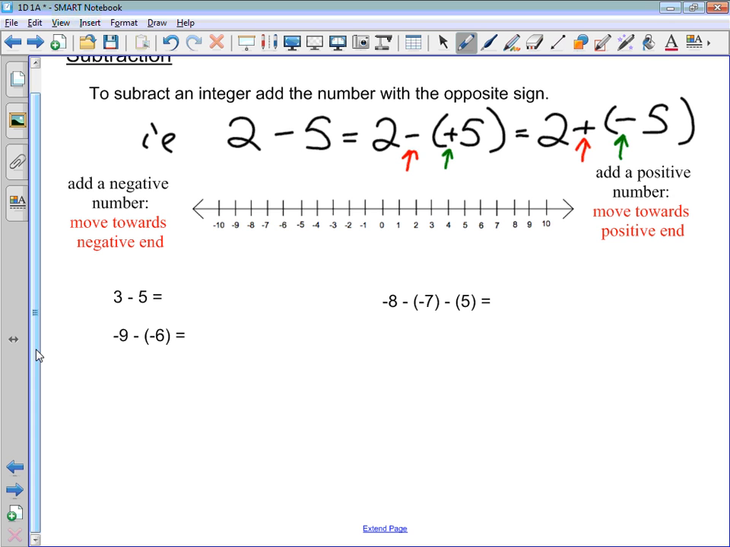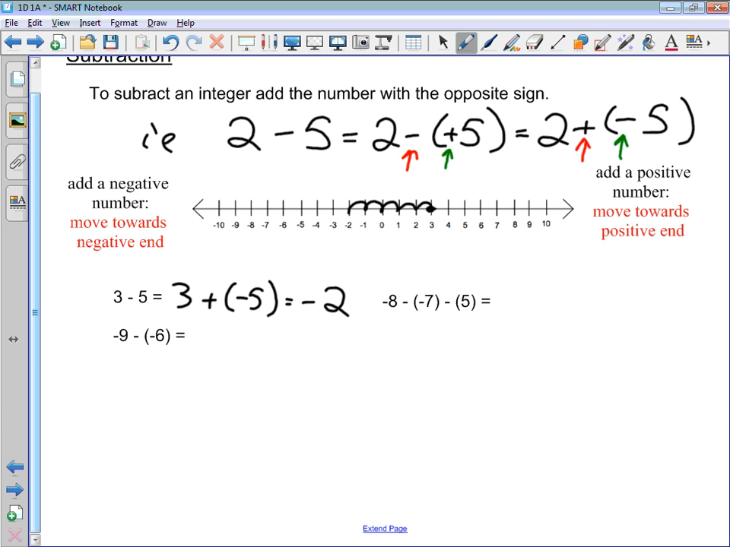So the first one here is almost exactly like we just did. 3 minus 5, we're going to change this to 3 plus negative 5. And then we can work out what this is. We start at 3. We're adding negative 5, so we're going 5 steps to the negative. 1, 2, 3, 4, 5. We end up at negative 2.